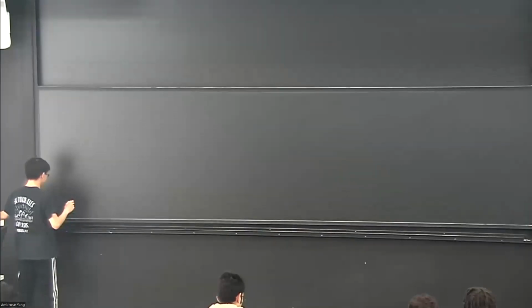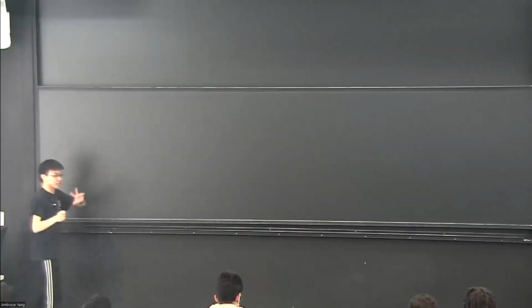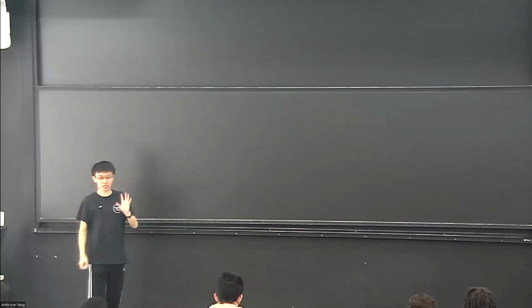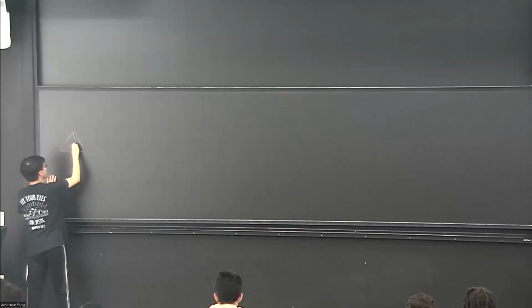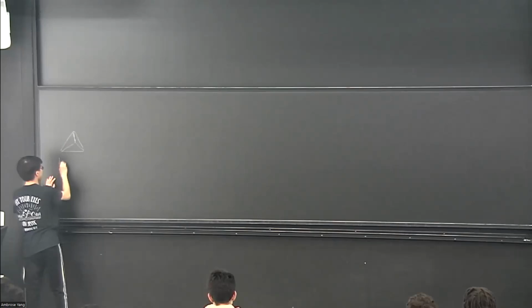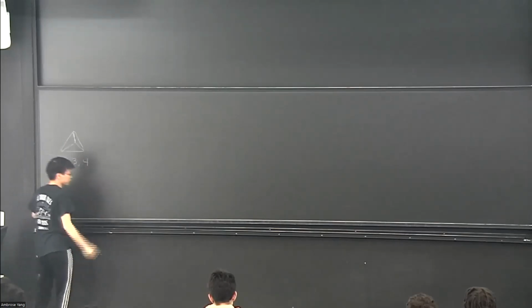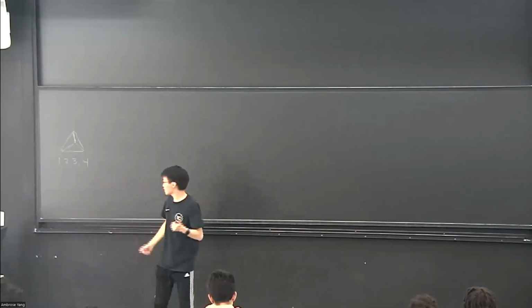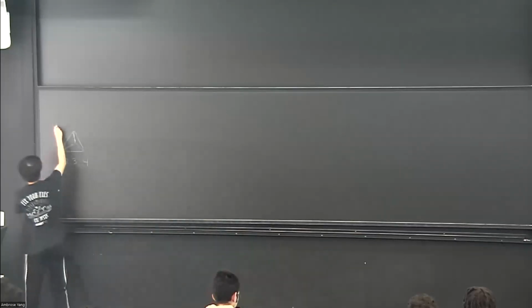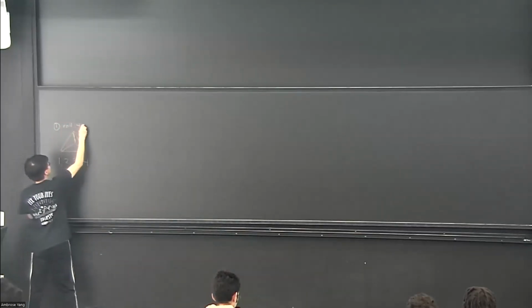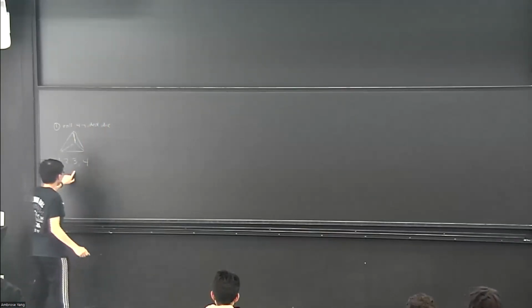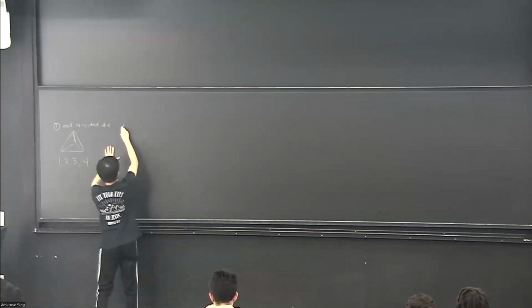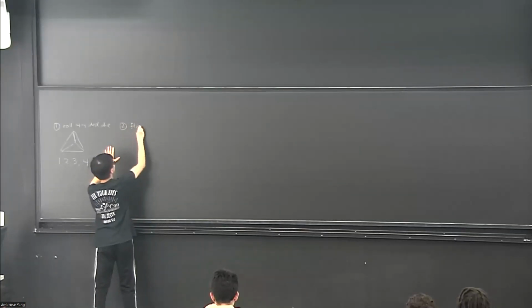So this is a two-part random experiment. The first is that we're going to have a four-sided die, with numbers 1, 2, 3, 4. So first I'm going to roll this fair four-sided die. And part two is I'm going to flip a coin.